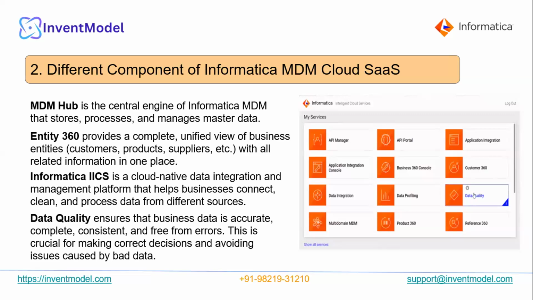And then there is data quality. It basically ensures that business data is accurate, complete, consistent, and free from error. This is crucial for making correct decisions and avoiding issues caused by bad data. We need to write some rules for cleansing and data quality, so we can achieve this. Okay, can you move to the next slide?